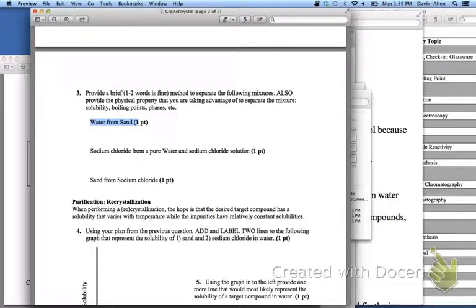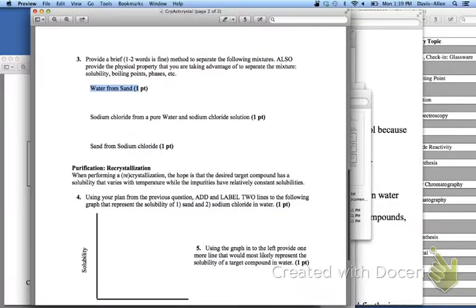How do you separate water from sand? You filter. I expect you to know what physical properties water has and what sand has, even though we never worked with either of those. So there are some questions that I do just assume. Sand from sodium chloride. How do you separate those two? You add water and then filter. So ultimately what you're doing is adding a solvent, using the solvent's solubility properties to allow you to separate.